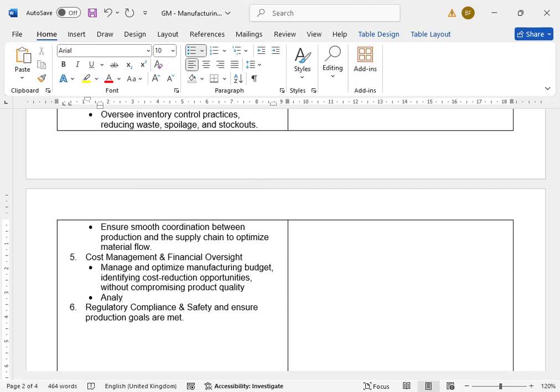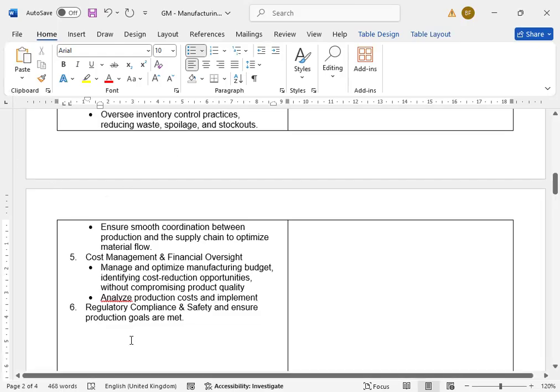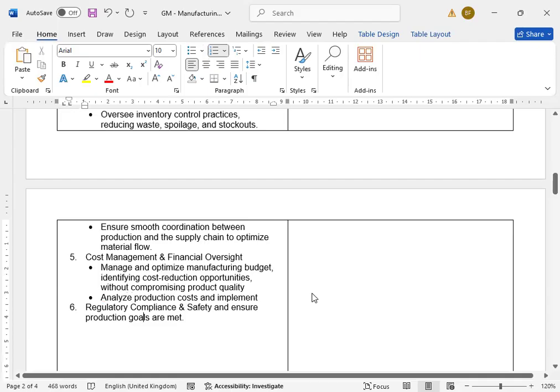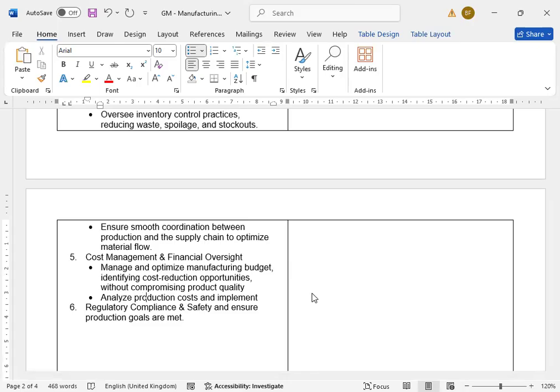Analyze production cost and implement cost saving initiatives.